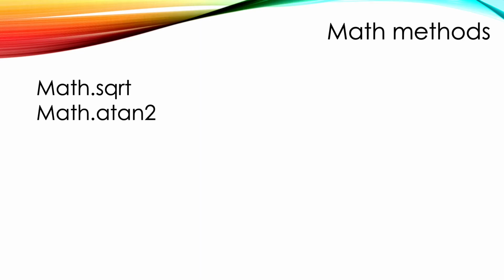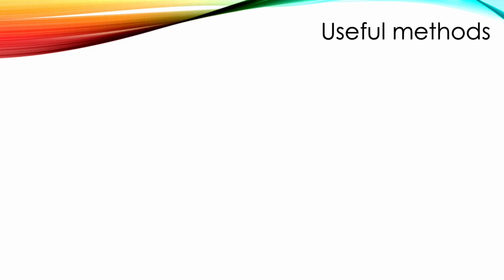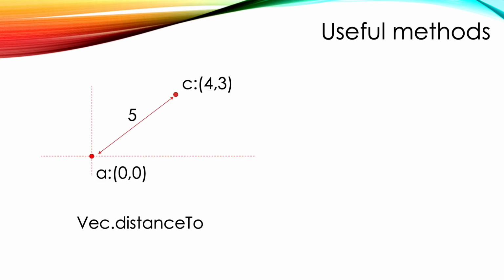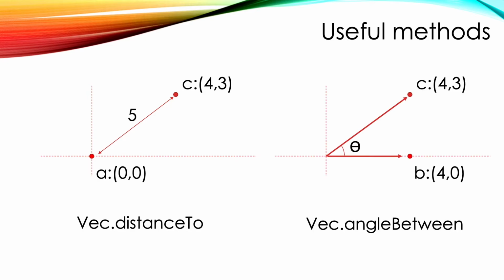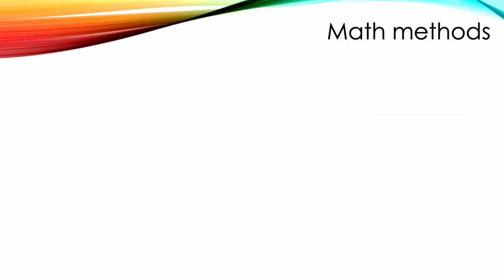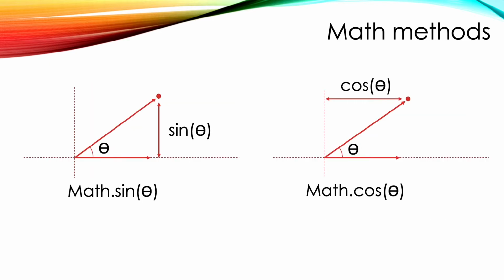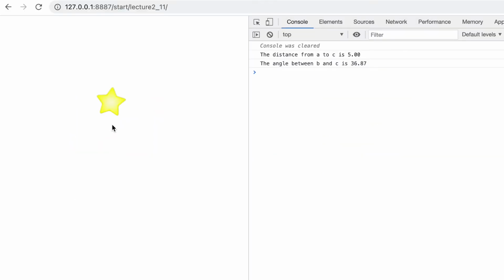So far you've met SQRT, ATAN2 and ABS methods and the constant pi from the math object, and have learned how to find the distance between 2 points in 2D space and the angle between two 2D vectors. Two other methods that are invaluable in games are the sine and cos methods. Notice we have a star displayed. We're going to write some code to rotate this star around in an orbit.